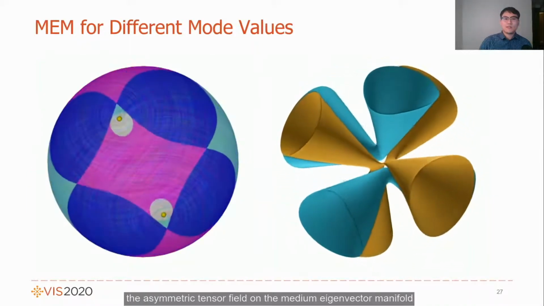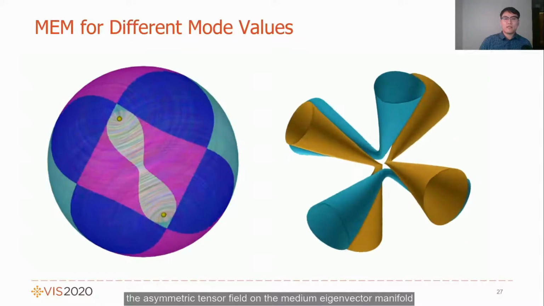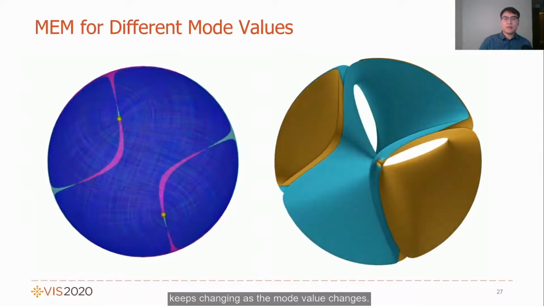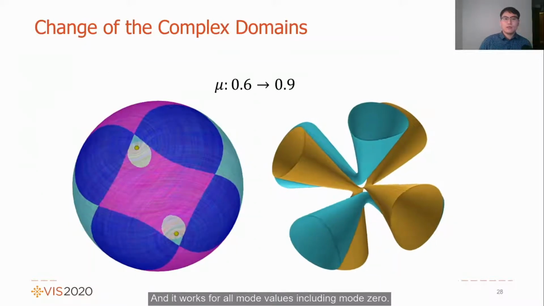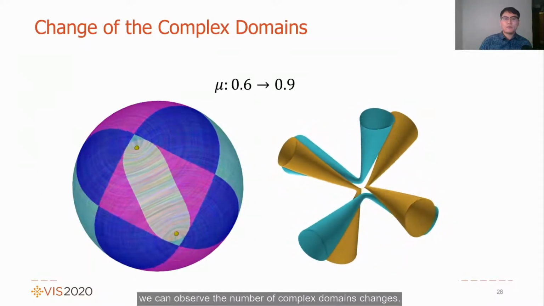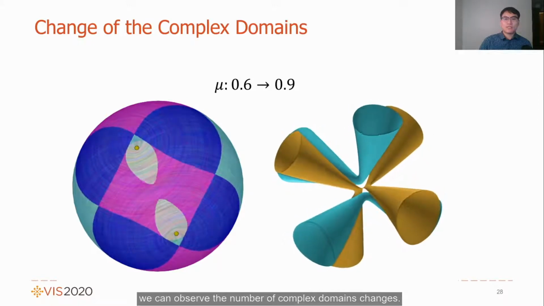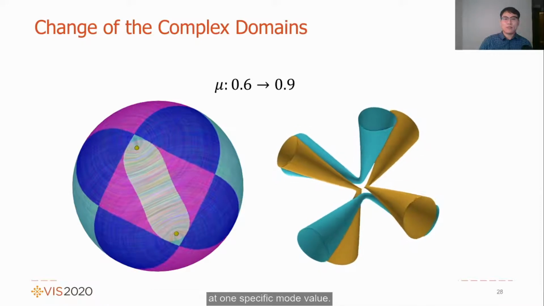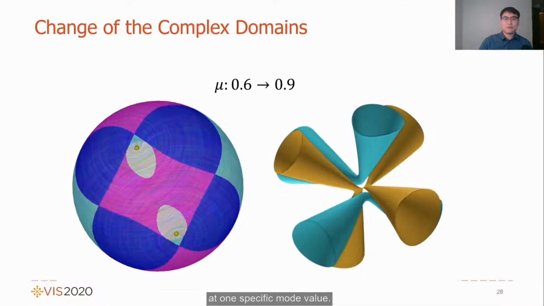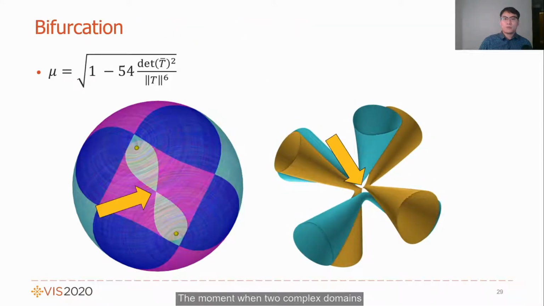The asymmetric tensor field on the meeting eigenvector manifold keeps changing as the mode value changes, and it works for all mode values including mode 0. During the above animation, we can observe the number of complex domains changes. Two complex domains merge into one at one specific mode value. The moment when two complex domains merge is called bifurcation. In our work, we find what mode value would make this bifurcation happen.